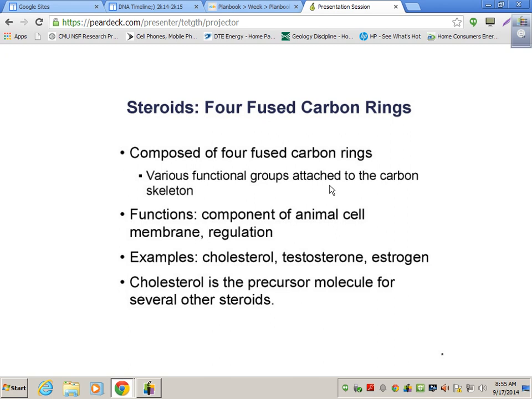So cholesterol is the precursor molecule for several other steroids, which means often a cholesterol can develop into other types of steroids. Can you turn your bad cholesterol into good cholesterol? Change what you eat, right?